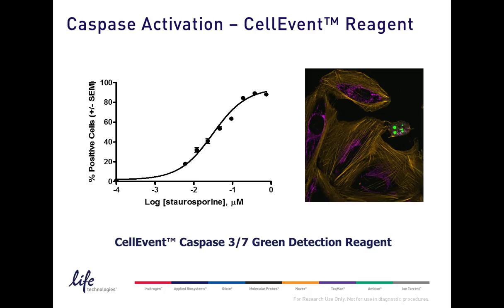And we can see one cell just here, right in the middle, showing up very brightly for green, which is the caspase activation. The cells are also co-stained with phalloidin Alexa 647, as well as MitoTracker Orange and the CellEvent probe.